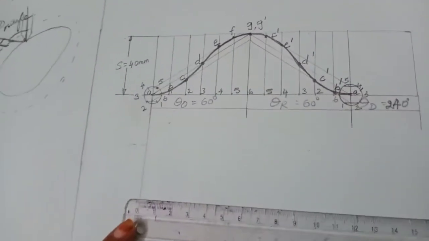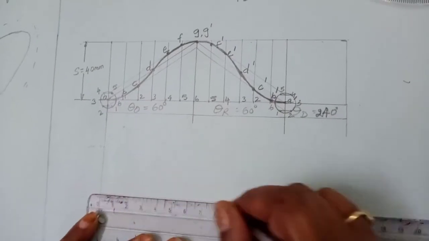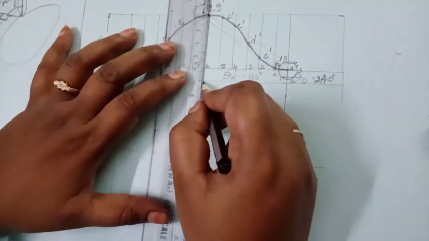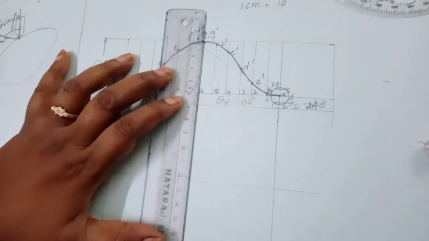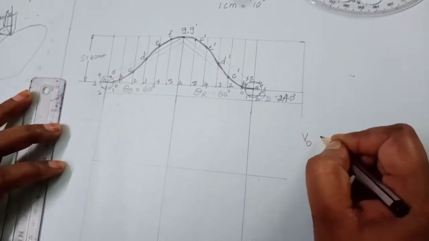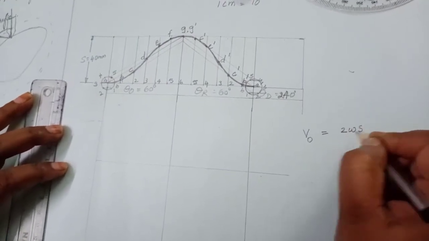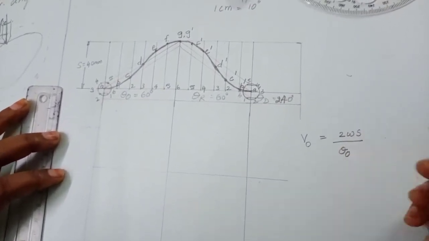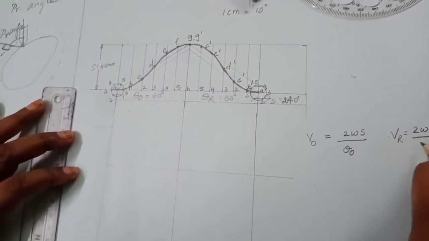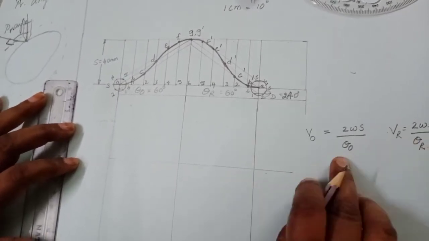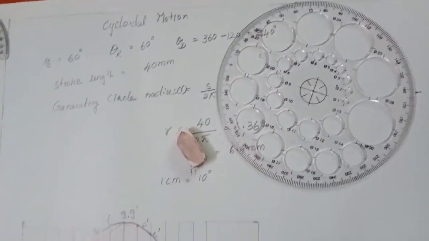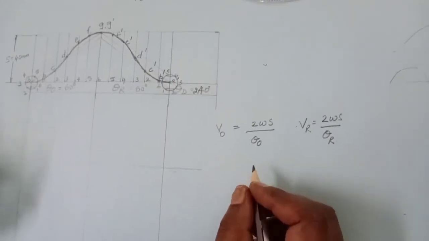So below this you just draw the velocity diagram with some suitable scale. So here you have the formulas to find out the velocity and acceleration. Already whatever you have done in the remaining displacement diagrams, same way here also you have the formula. To find out velocity at outstroke, VO equals 2 omega s by theta O. Same way VR, return stroke, equals 2 omega s by theta R. So the difference is the theta values only. So here both are same, 60 degree and 60 degree. So you will get the same value of velocity in both.